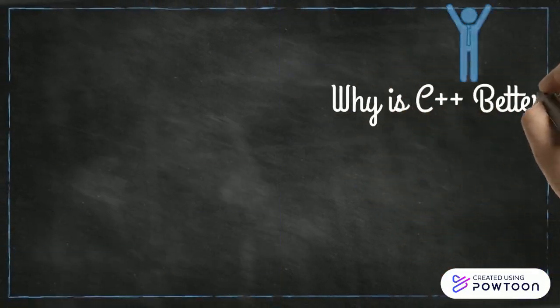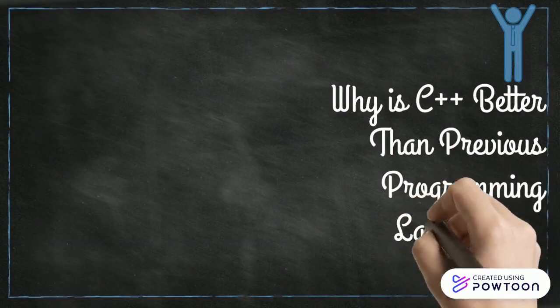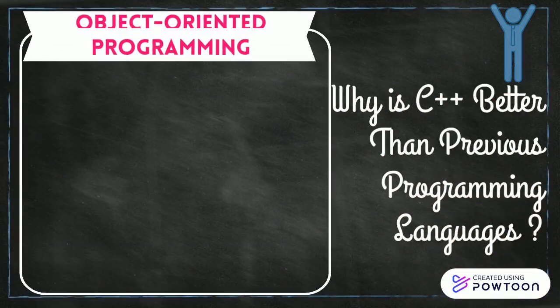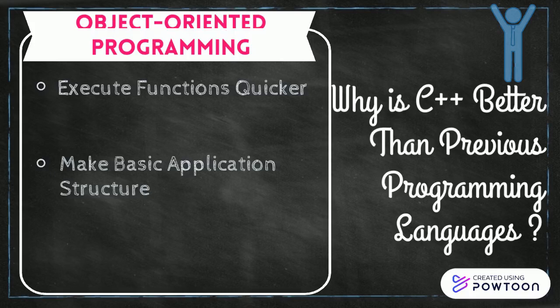C++ is better than programming languages of the 70s to 80s, as C++ has a feature of object-oriented programming, which was never made in languages before. This feature enables C++ to be quicker to execute functions as well as enhances the language to make the basic application structure, which could be recycled to make similar apps in shorter development times.